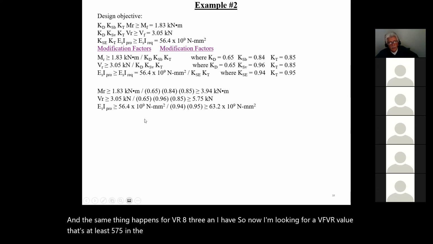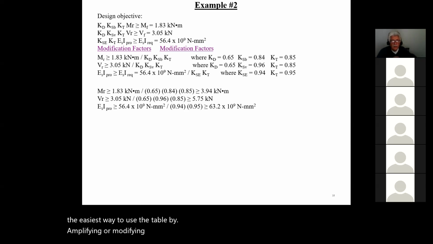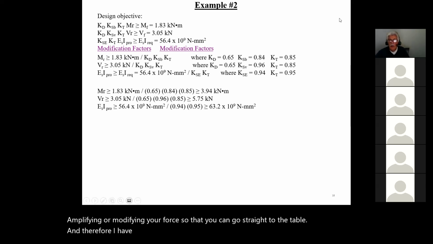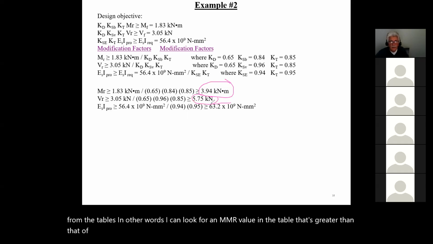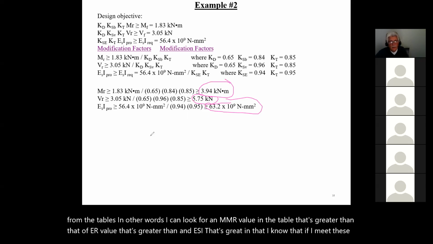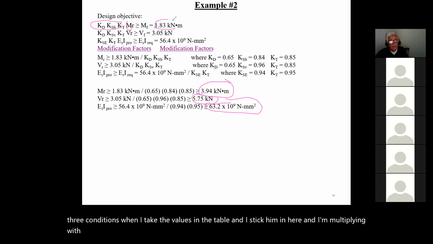And the same thing happens for the stiffness. That is the easiest way to use the table, by amplifying or modifying your force so that you can go straight to the table. So now that I've got the values that I can see straight from the tables, in other words, I can look for an MR value in the table that's greater than that, a VR value that's greater than that, and an ESI that's greater than that. I know that if I meet these three conditions, when I take the values in the table and multiply them with these factors, I will always get something greater than that, and greater than that.